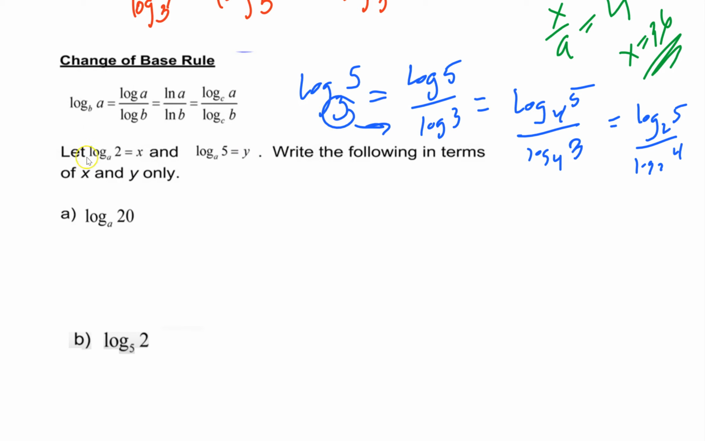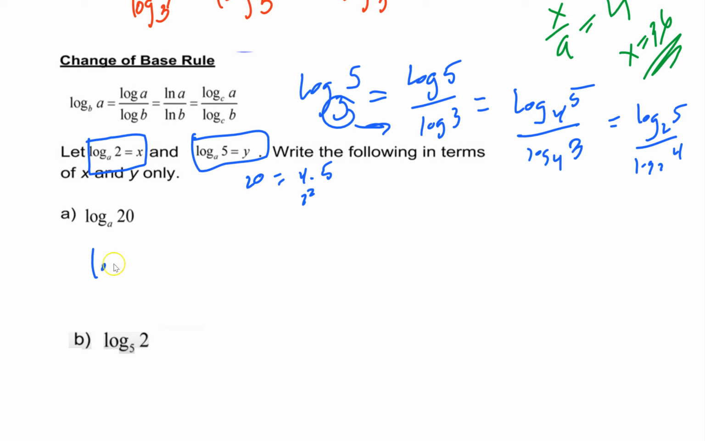Well, let me show you. So this is the thing IB loves to do. They'll tell you, hey, log base a of 2 is x, log base a of 5 is y, and they want you to write the following in terms of x and y only. So look at the first one. So 20. You're like, wait, how can I use 2 and 5 to get 20? Well, 20 is 4 times 5, and 4 is just 2 squared.